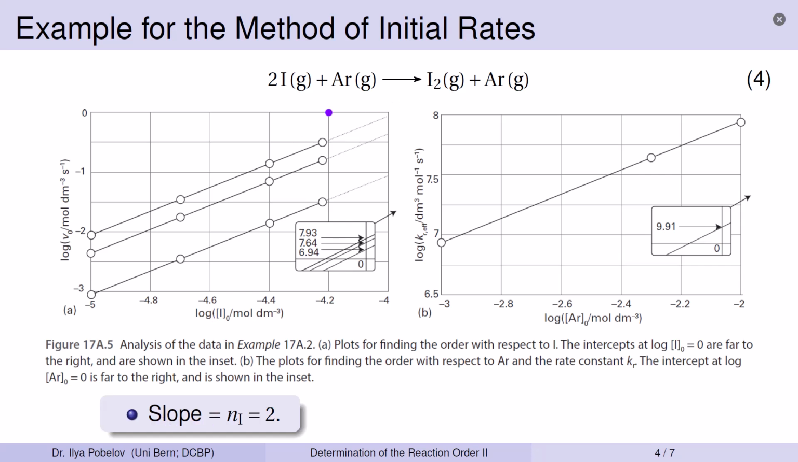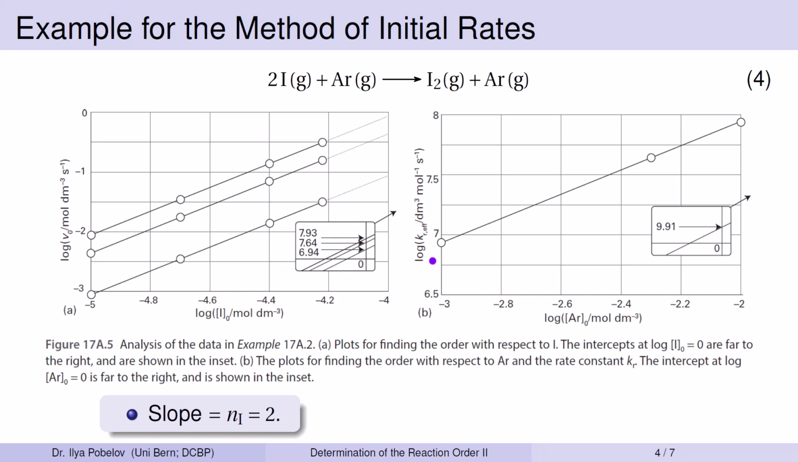In our example, the slope is found to be 2, signifying that the reaction is second order with respect to iodine. Moreover, the intercept of this graph at the point where the logarithm of the iodine concentration equals 0 gives us the logarithm of the effective rate constant for each initial concentration of argon. This effective rate constant is proportional to the concentration of argon to the power of its reaction order.